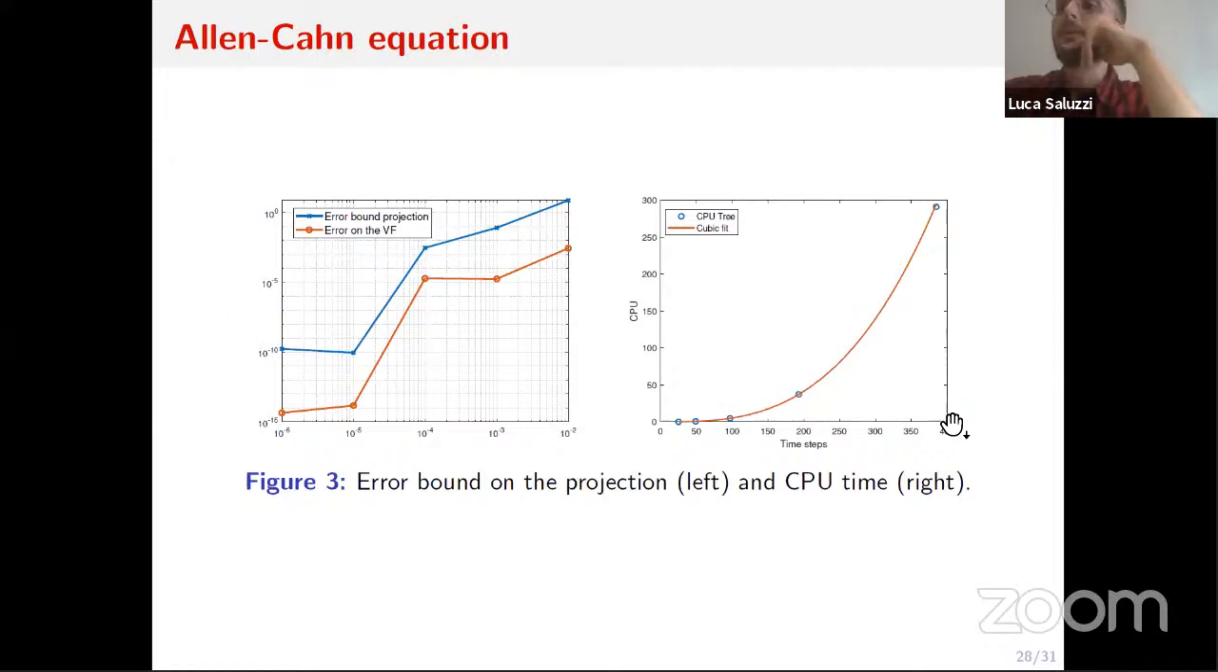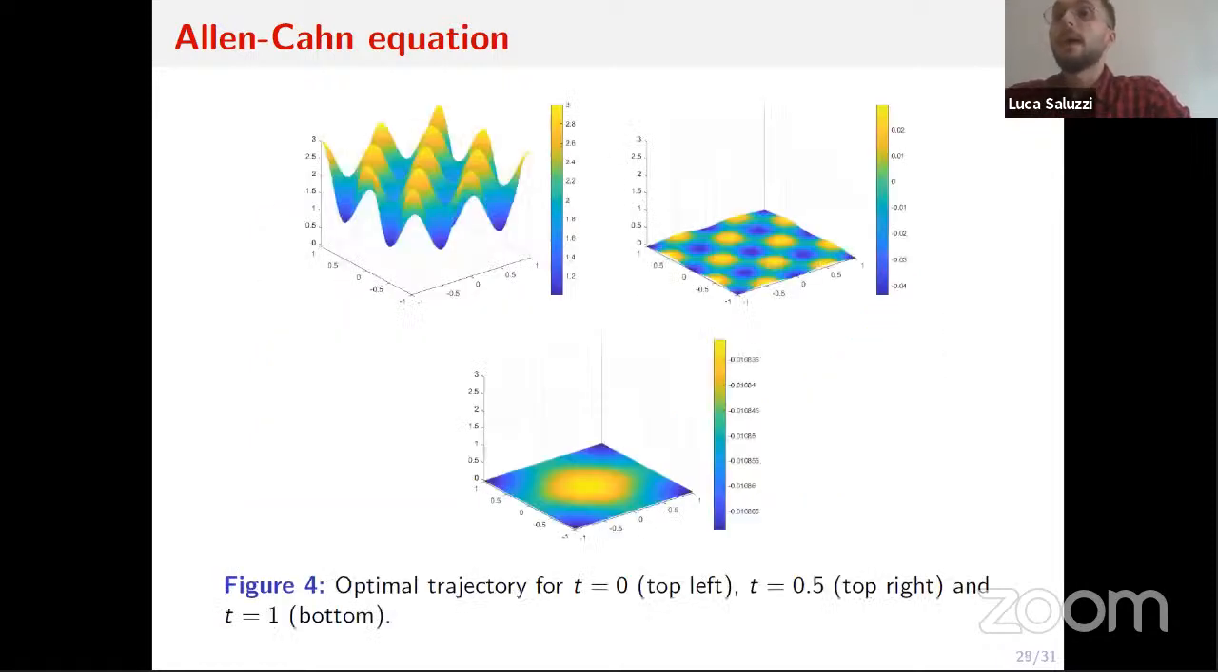While on the right, you see the CPU time. Since the tree is growing cubically, also for the CPU time we have a cubic fit here. For 400 time steps, it took like 300 seconds to obtain a solution in the online phase. And finally, I show you the optimal trajectory for initial time equals 0.5, and time equals 1. You see that we are reaching the unstable equilibrium, the zero level.